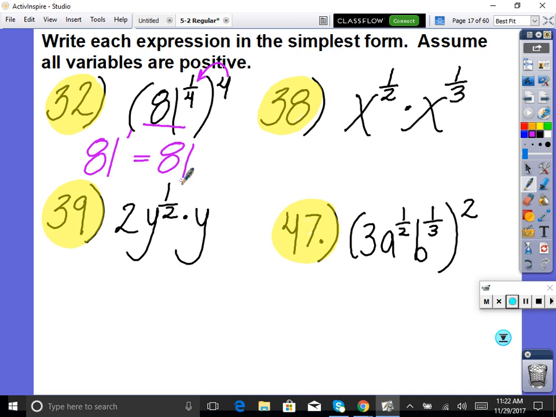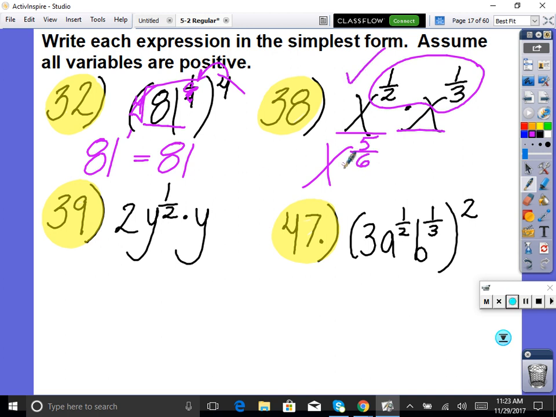Which, couldn't we have thought of that as the 4th root of 81 to the 4th? Doesn't root cancel out with power? 81, it's just how do you want to look at it? Does that make sense? Okay, let's look at 38. When you multiply the same base, you add your exponents. So you would do a half plus a third. 5/6. General rule of thumb, if you start with rational exponents, end with rational exponents.